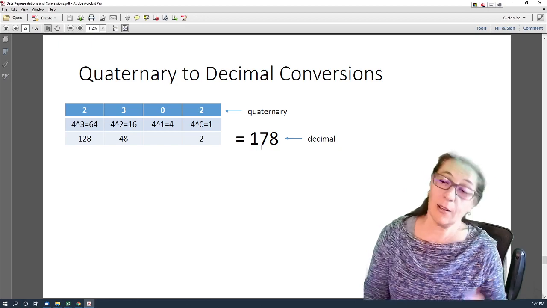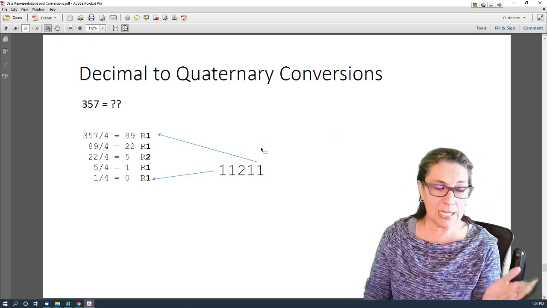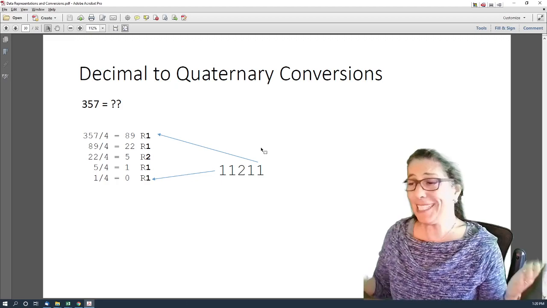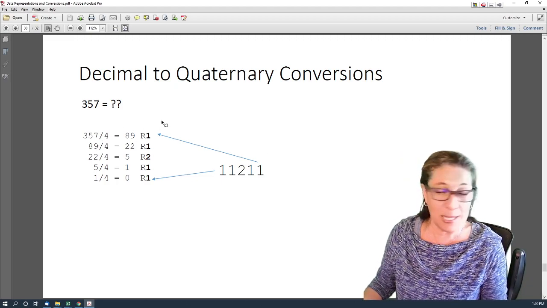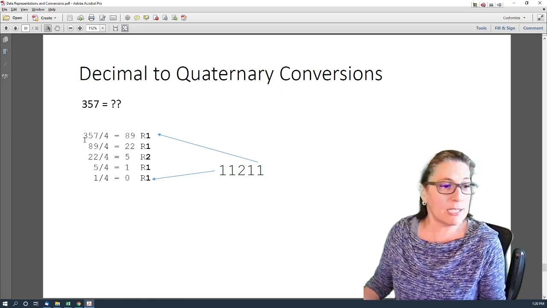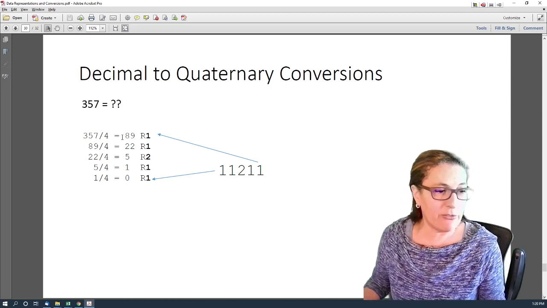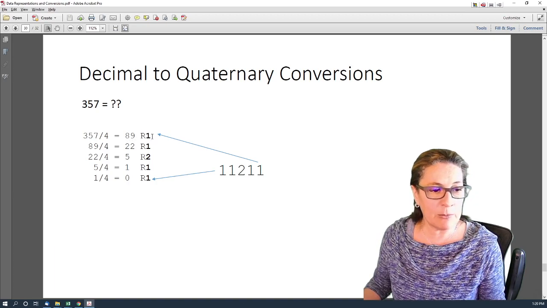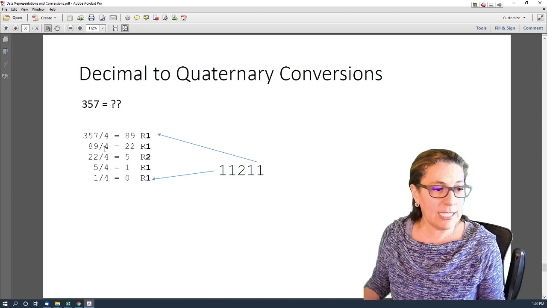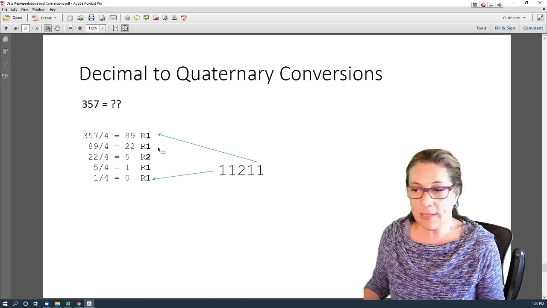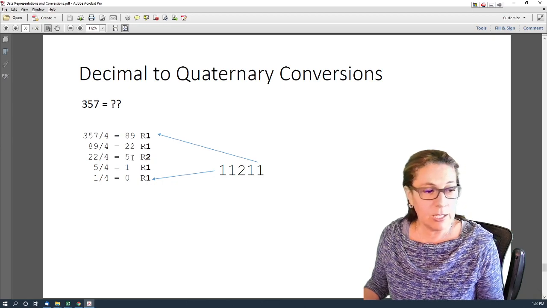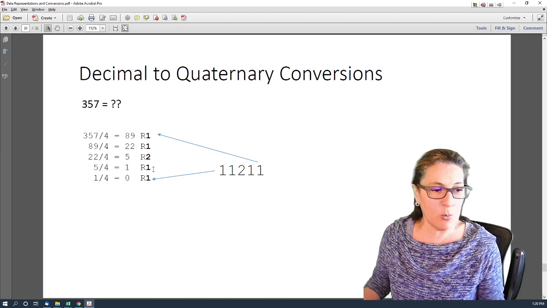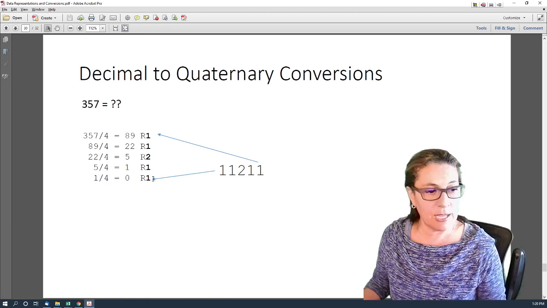How do we convert the other way around, from decimal to quaternary? Well, it's basically the same as decimal to binary, except that now instead of dividing by 2, you divide by 4. So you have 357 divided by 4, you get 89 with remainder 1. Then 89 divided by 4, you get 22 with remainder 1. Then 22 divided by 4, you get 5 with remainder 2. Then 5 divided by 4, you get 1 remainder 1. And then 1 divided by 4, you finally get 0. That's when you stop. And this one's remainder 1.